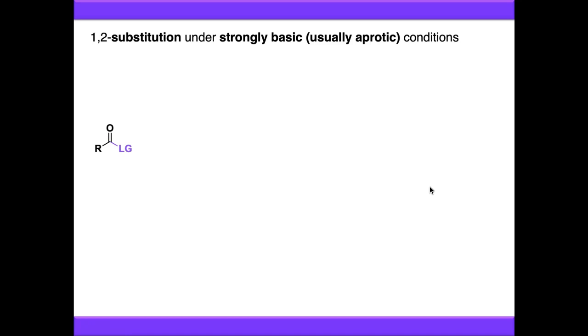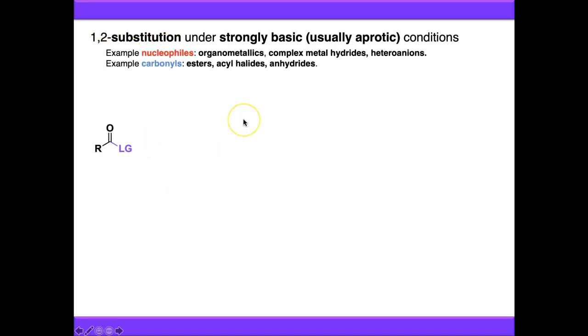So if we now carry out our reaction again under strongly basic aprotic conditions, but on a carbonyl compound which has a built-in leaving group attached, we're going to get 1,2 substitution rather than addition. So we're still looking at the same class of nucleophiles, organometallics, complex metal hydrides, etc. But this reaction now is going to take place on esters, acid halides and anhydrides, that sort of thing.